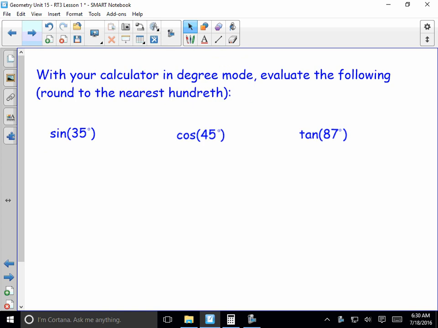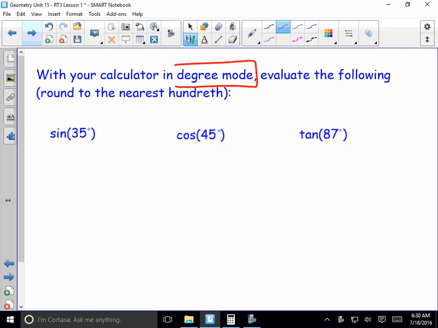Now, one of the most important things that you want to make sure of when you're working through this entire unit is that your calculator is set properly in degree mode. If you're working with the TI-83 or TI-84, the mode button is in the upper left corner. You would click on mode, and then it's usually one of the third or fourth areas down to switch back and forth between radian and degree.